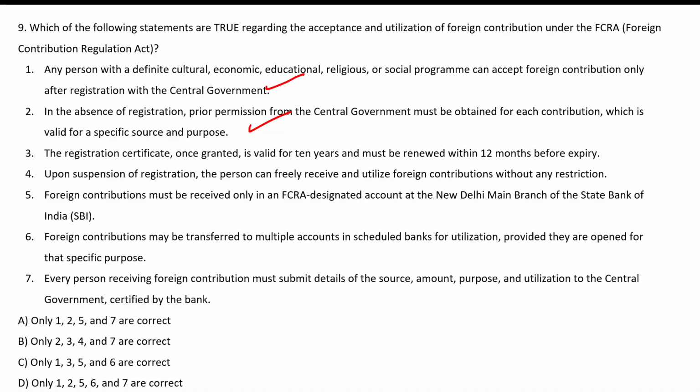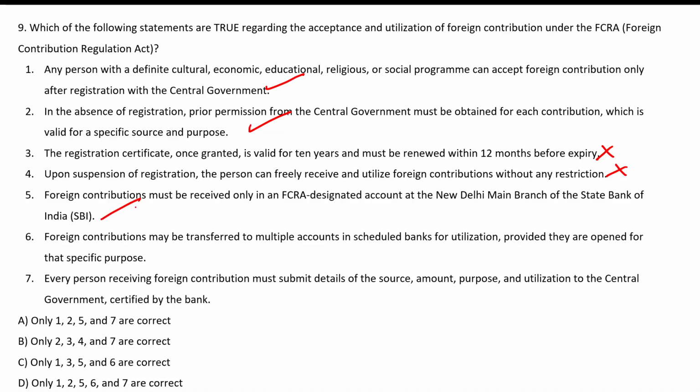Registration certificate once granted is valid for 5 years, not 10 years. So this statement is not correct. Upon suspension of registration, the person can freely receive and utilize foreign contribution without any restriction. So no, this is also not correct. Foreign contribution must be received only in FCRA designated account at the New Delhi main branch of the SBI. So this statement is correct.